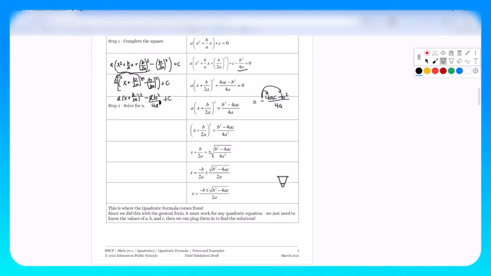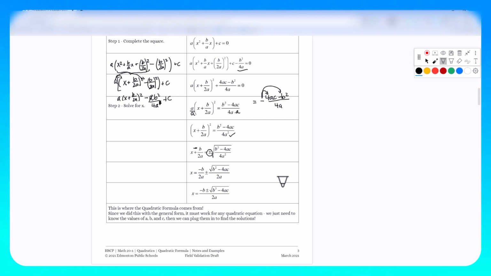Now that we have this, we divide everything by a. So we're dividing this by a and this by a, and now we have 4a squared here. Now we're taking the square root. Remember what we talked about: whenever we take the square root, we take the plus or minus. Now we're left with x plus b over 2a. We subtract this and put it over here.